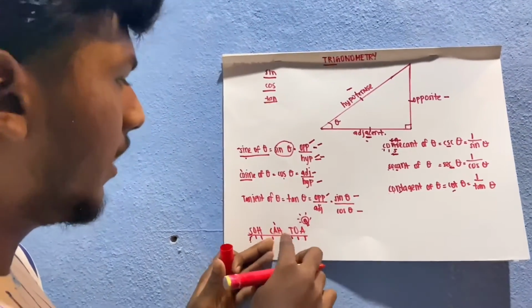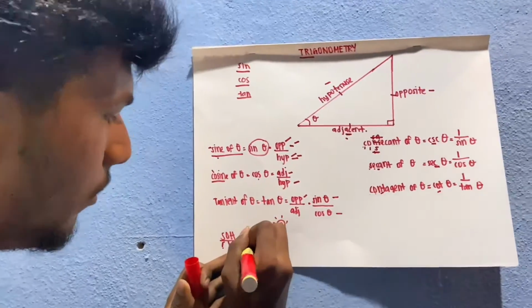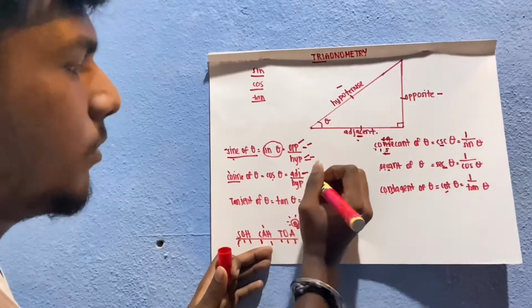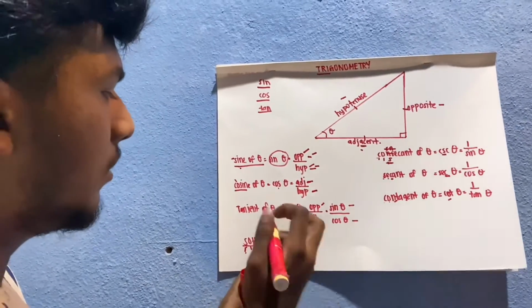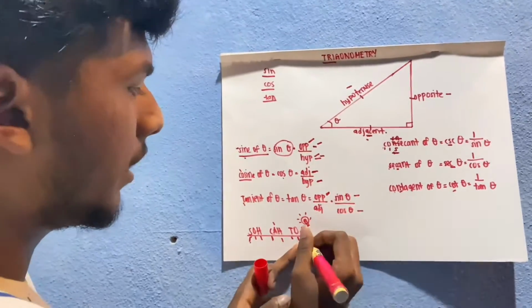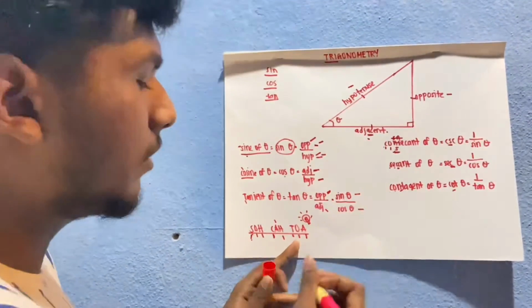Same like that, CAH for cosine: C represents cosine, A represents adjacent and H represents hypotenuse. And TOA: T represents tangent, O represents opposite and A represents adjacent.